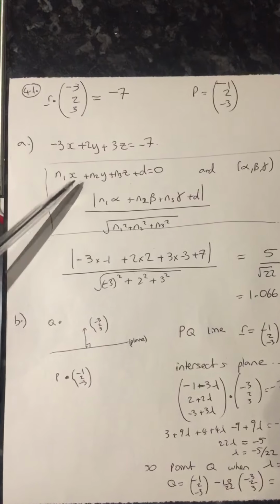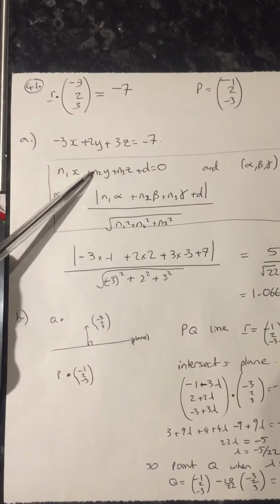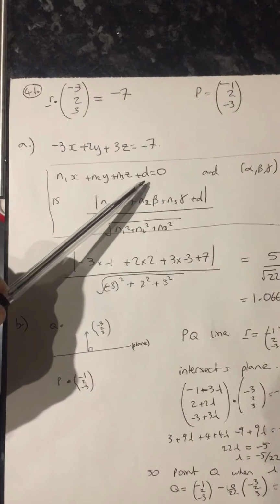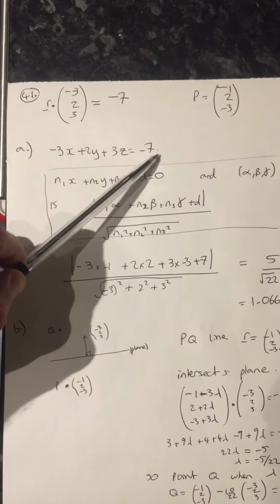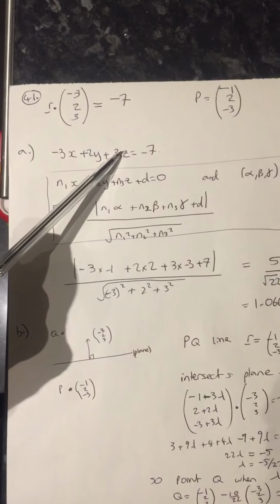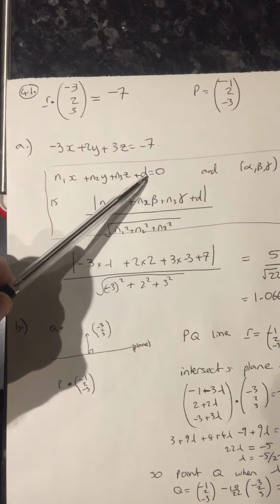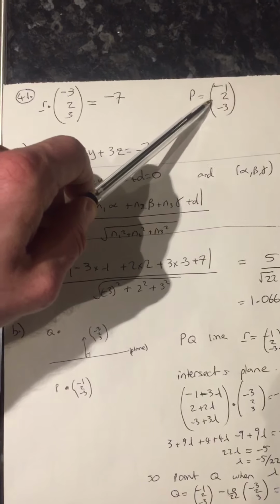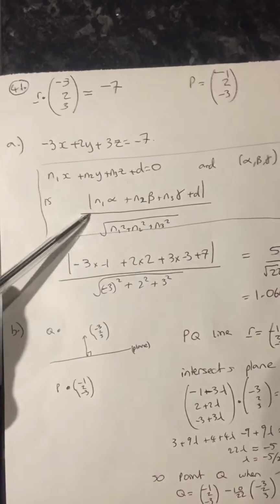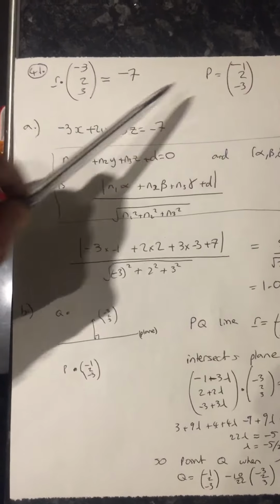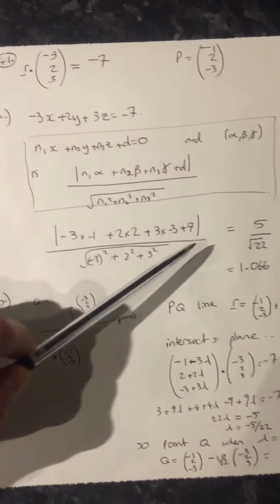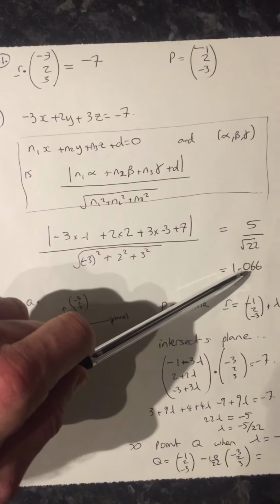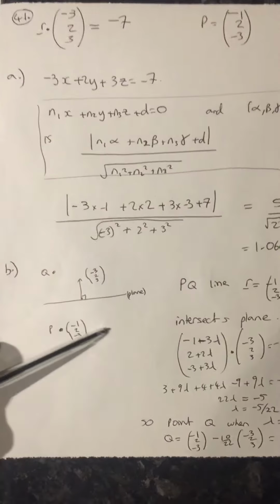So n1 we can see is -3, n2 is 2, n3 is 3, d would be 7, because I'm going to move this 7 over here, so it'll be a +7 to make that in this form. And obviously alpha, beta and gamma are -1, 2 and -3 respectively. So substituting these into the formula gives me 5 over root 22, which is 1.066 to 3 decimal places.